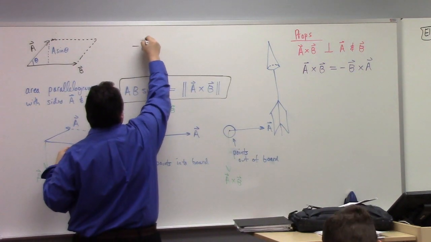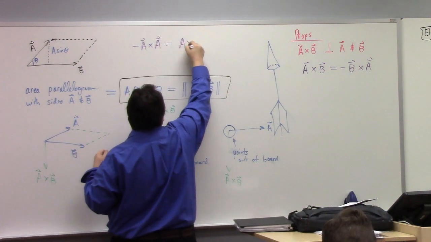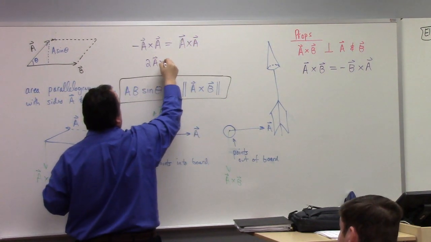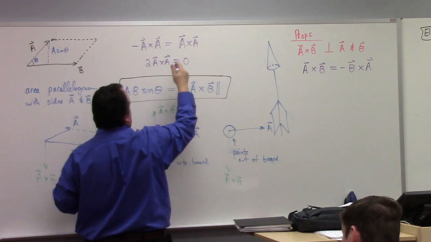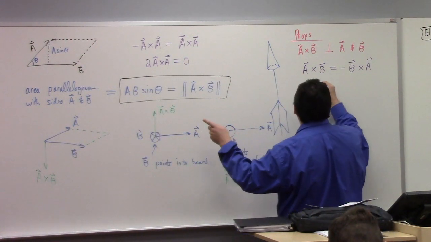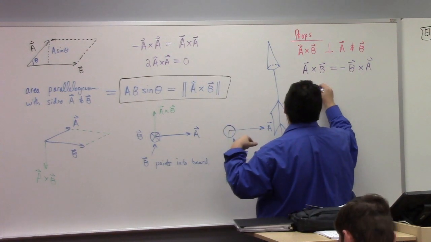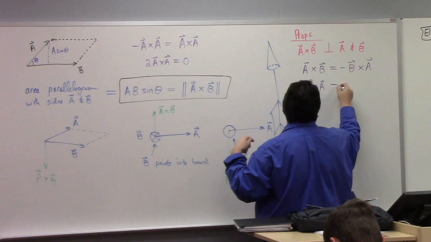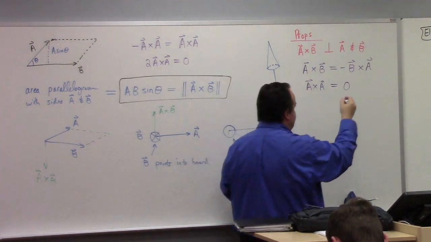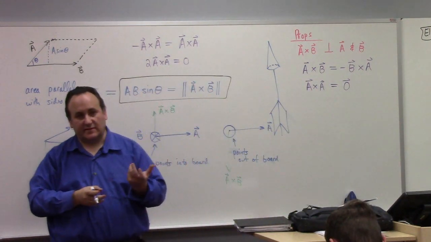The other way to do it would be like this. A cross A is equal to minus A cross A, right? So that means that 2 times A cross A is equal to 0. So therefore, A cross A is equal to 0. I like your sine, the angle between any vector and itself is 0, right? So very nice. But anyway, A cross A is equal to 0. Now you might say, and that is the 0 vector, right?